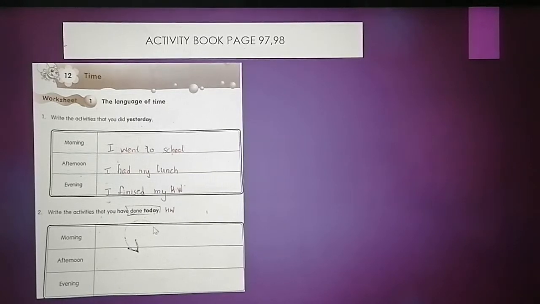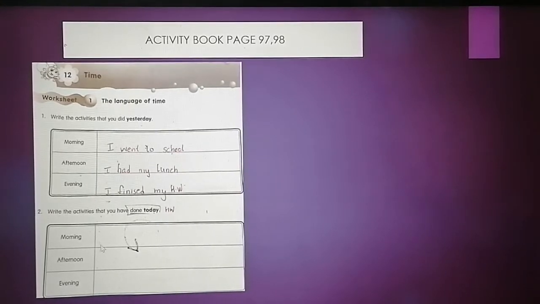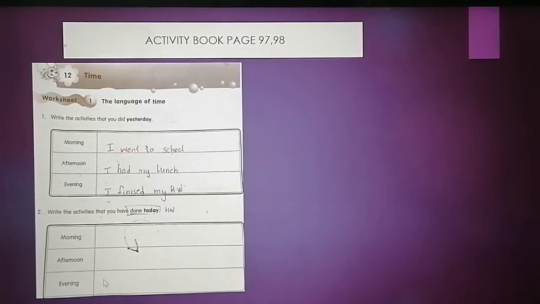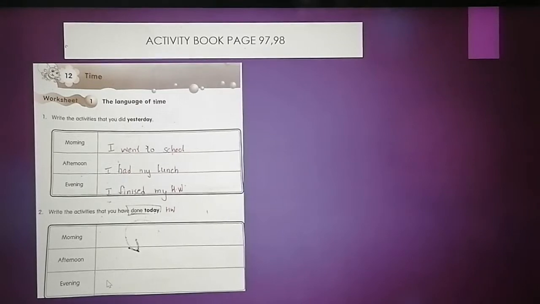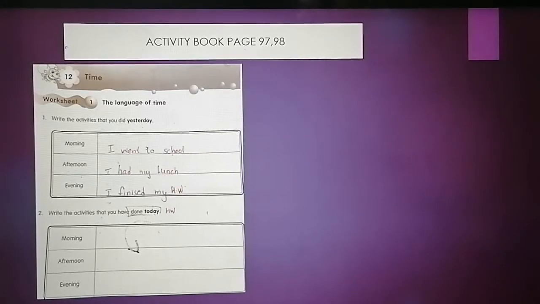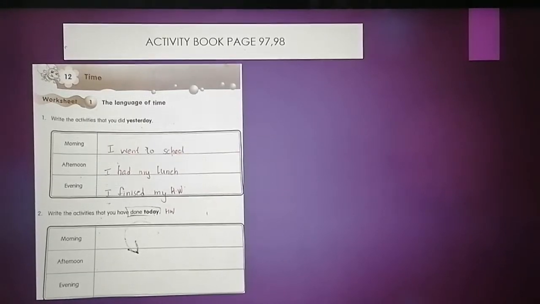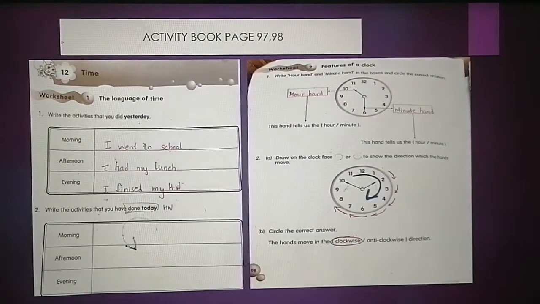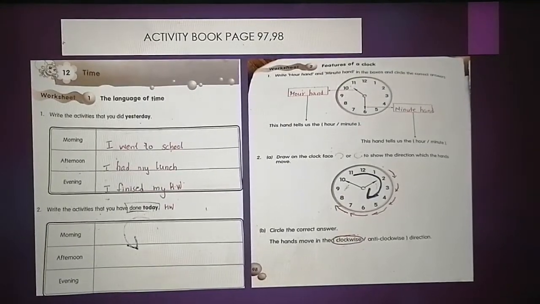Same like this, girls. This is your homework. Write the activities that you have done today. What activities have you done today in the morning? Today you are going to write what you do in the afternoon, and what you are going to do in the evening. You are going to do this by yourself in the activity book. Now let's go to the activity book, next page 98.